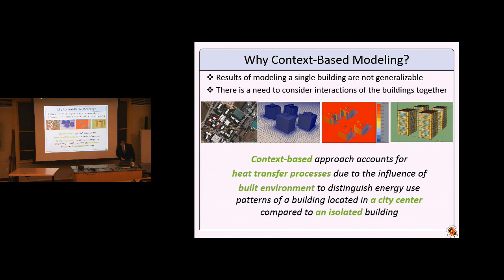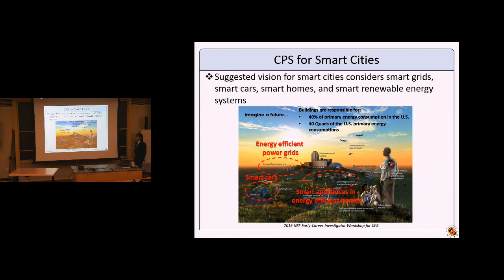So let's look at the vision suggested by NSF. Those who are familiar with cyber-physical systems for smart cities. This is a figure I borrowed from the NSF Early Career Investigator Workshop that I attended. So the vision is great. We are looking at the buildings here. Buildings are responsible for 40% of energy consumption. So that's why, when I'm looking at energy systems, I say building energy systems, because buildings are responsible for the majority of our energy consumption in the U.S. The vision here, you see that we are looking at embedded systems, communication between a smart car, energy efficient power grids. We are looking at smart appliances in energy efficient homes.